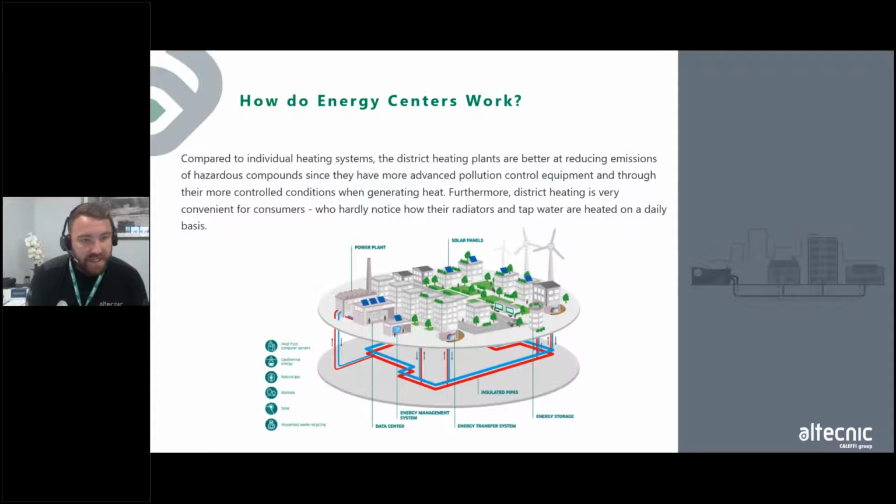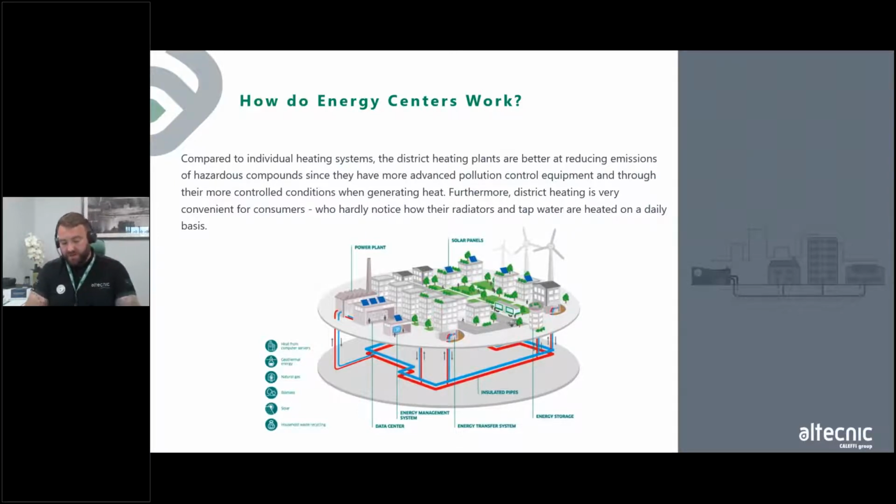So typically, compared to individual heating systems, district heating plants are better at reducing emissions of hazardous compounds, since they have more advanced pollution control equipment, and through them more controlled conditions in generating heat. Furthermore, district heating is very convenient for consumers who hardly notice how their radiators and tap waters are heated on a daily basis. And I think that's another important thing to remember.